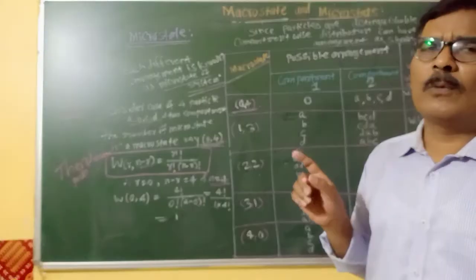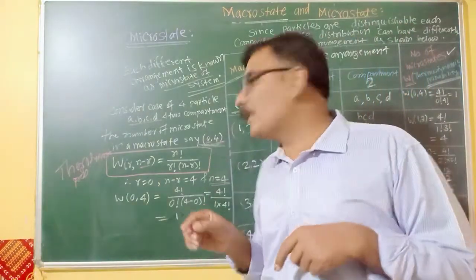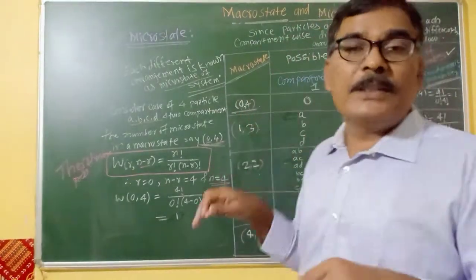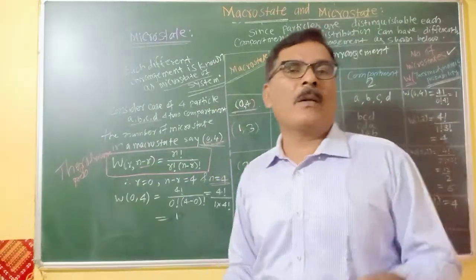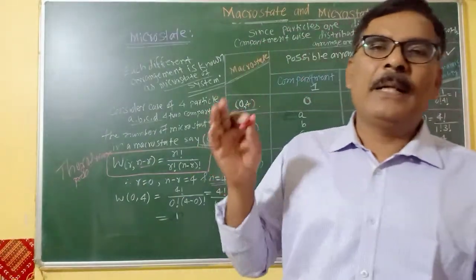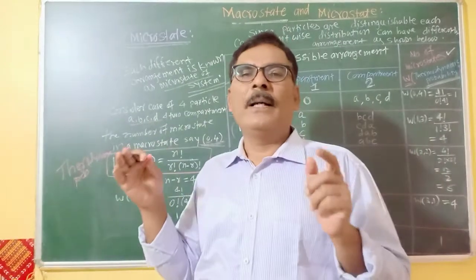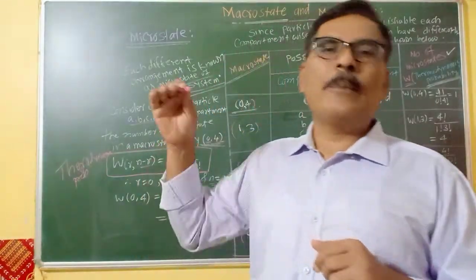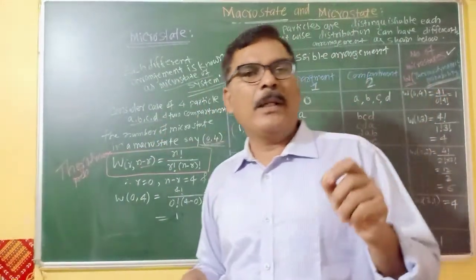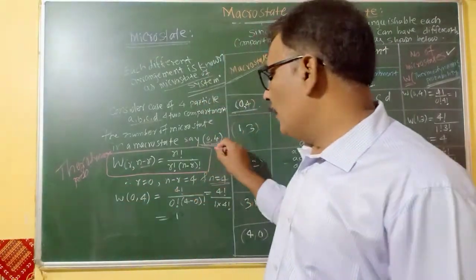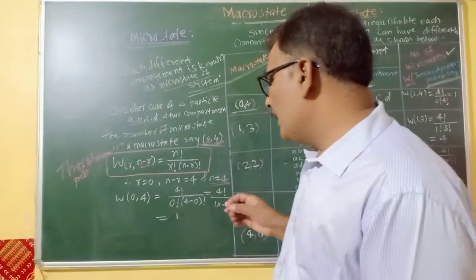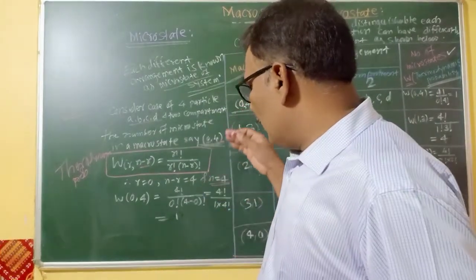First of all, we have to give the macrostate. What is the macrostate? 0 and 4. How can this be distributed in the probability, the thermodynamic probability? The formula for thermodynamic probability is W(R, n minus R) equals n factorial upon R factorial into (n minus R) factorial. Using this formula, we can state the particles.